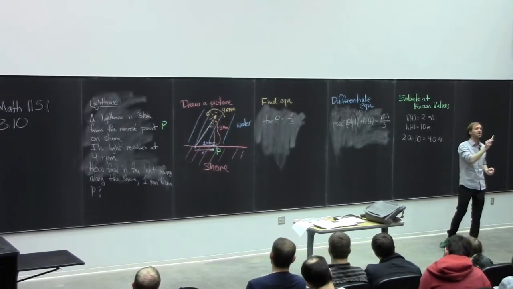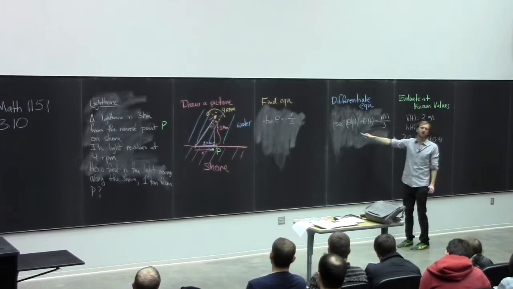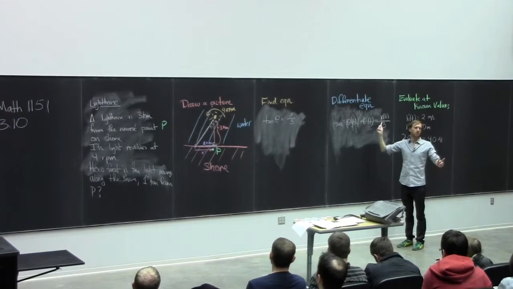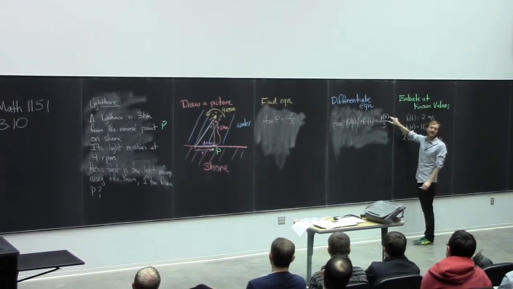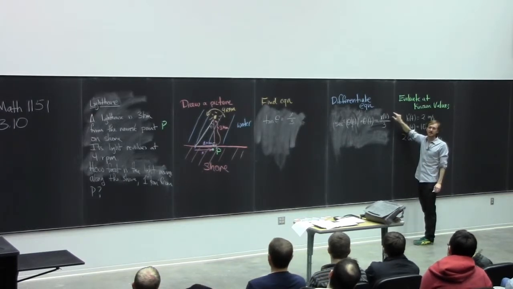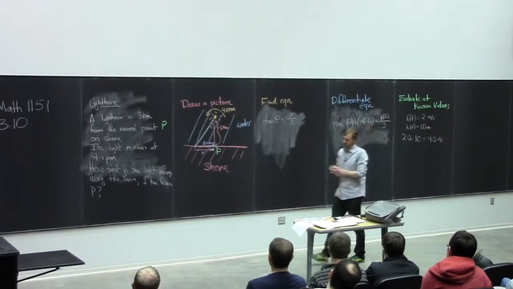Now, what do we want to know? If we look at our problem again, which of these things do we want to know? But what do we want to know at the end of the day? We want to know x prime. At the very end of the day, we want to know x prime.